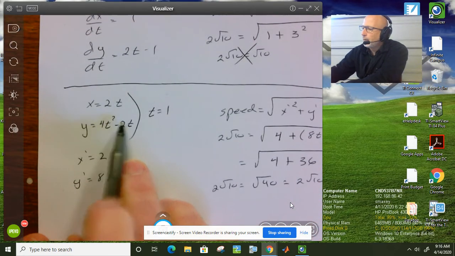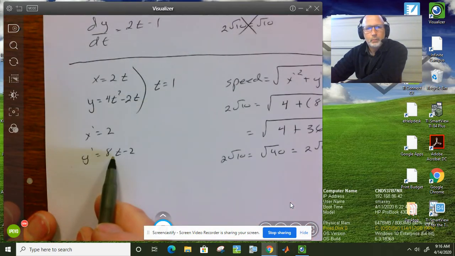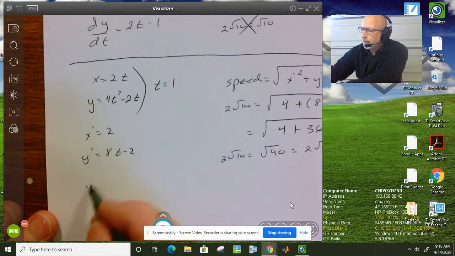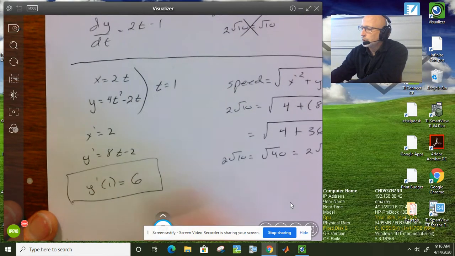And I need to figure out what dy/dt, or y prime, is. So y prime is right here when t is equal to 1. So y prime of 1 is equal to 8 minus 2, which gives me 6. So the answer should be 6.